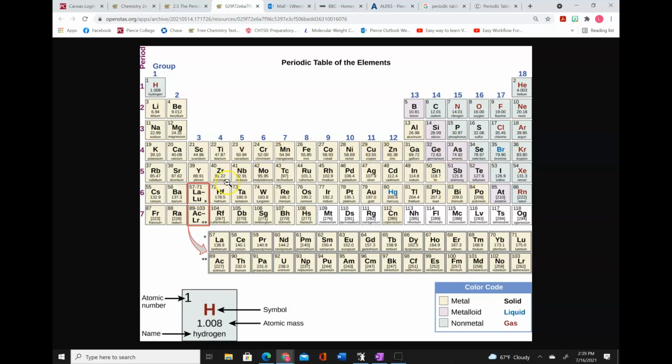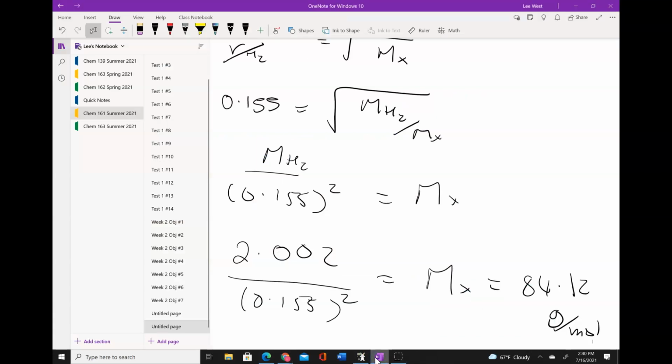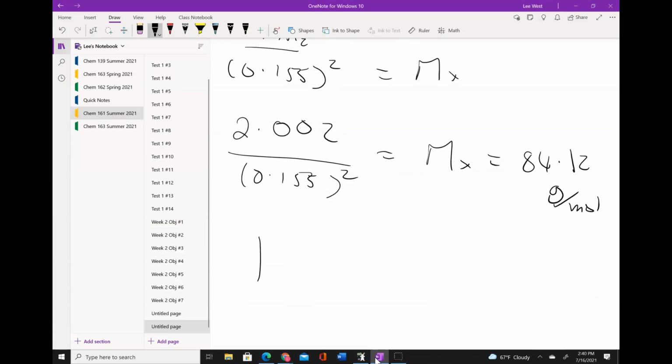Well, here we go. My gases are written in red. 84.1. It's got to be krypton, right? There we go. Krypton is the only one that makes any sense. There's nothing that comes near it. These are all my gases, with the red labels on them. There's nothing else that makes sense. So it's got to be krypton. So my gas is krypton.